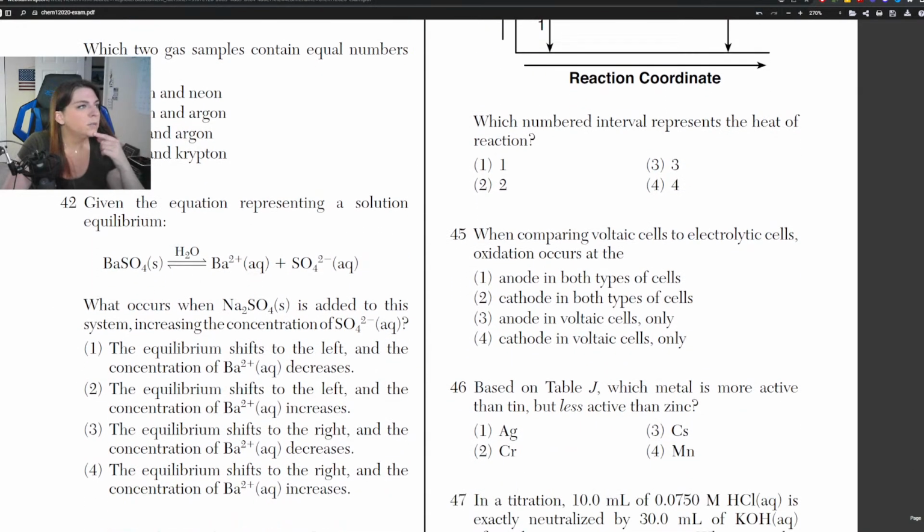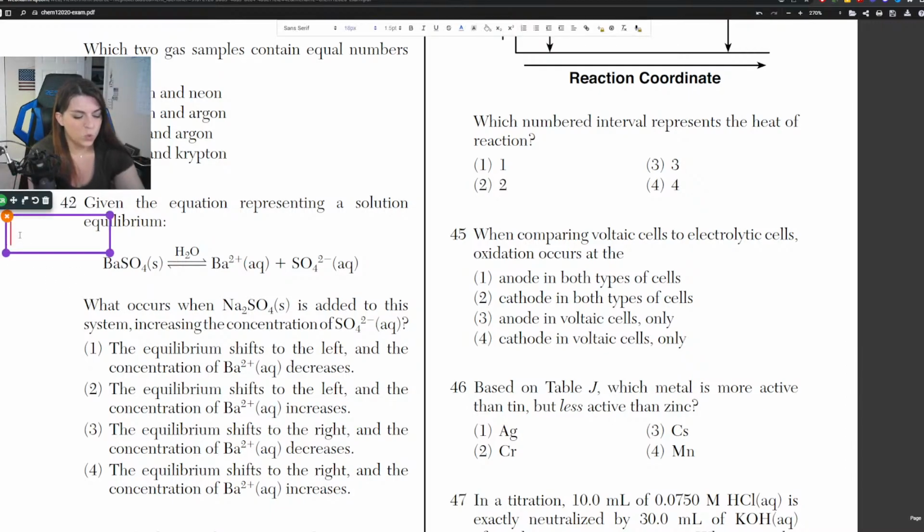42 is super annoying because that is Le Chatelier's principle, which nobody enjoys, except for weirdos. Given the equation representing a solution at equilibrium, what occurs when sodium sulfate is added to the system, which increases the concentration of sulfate ions? Okay. There is a trick for this. I have an entire video on Le Chatelier's principle. This one specifically is asking about concentration.